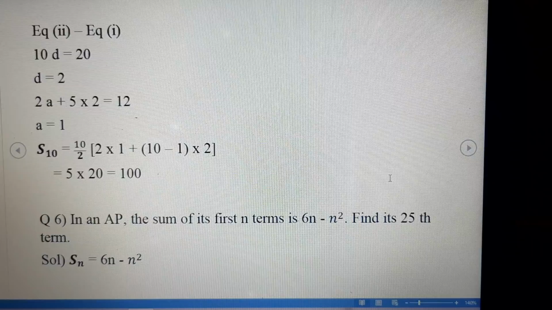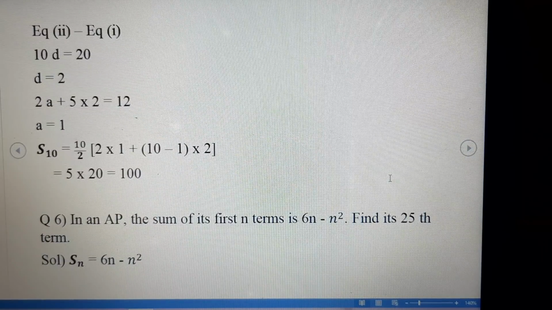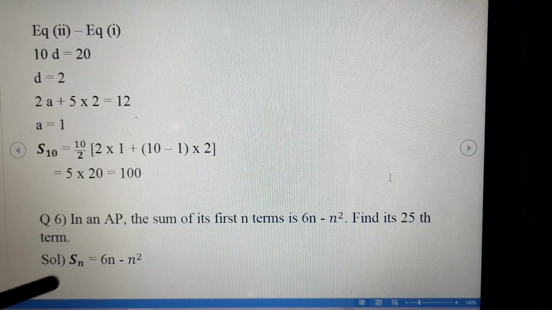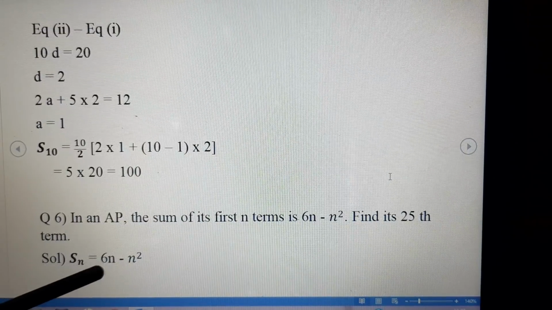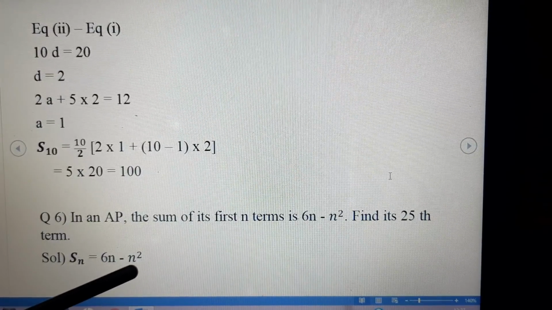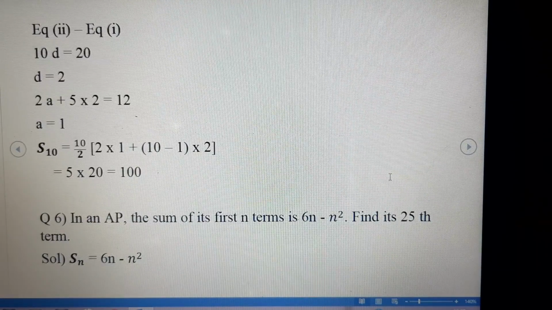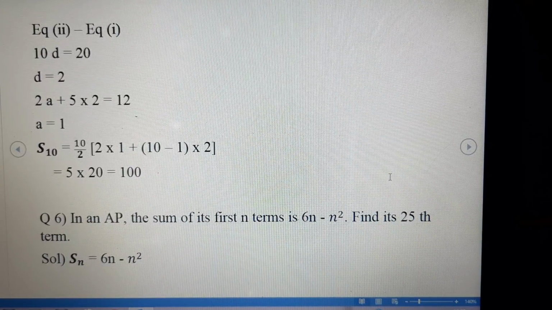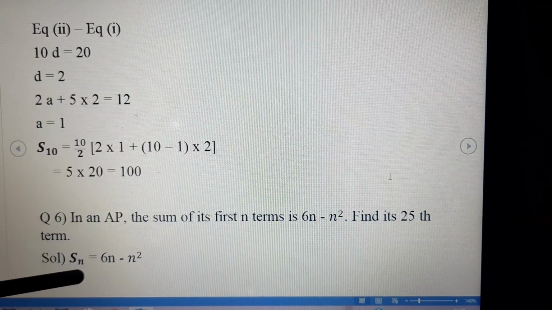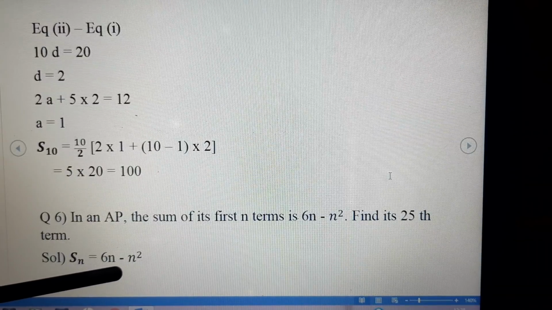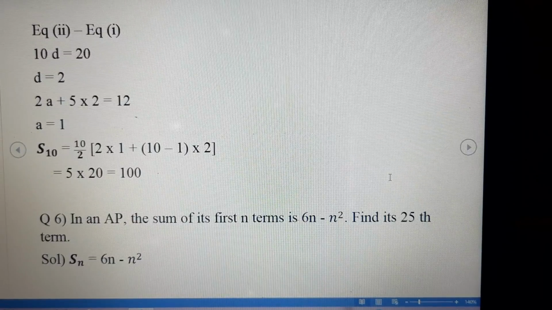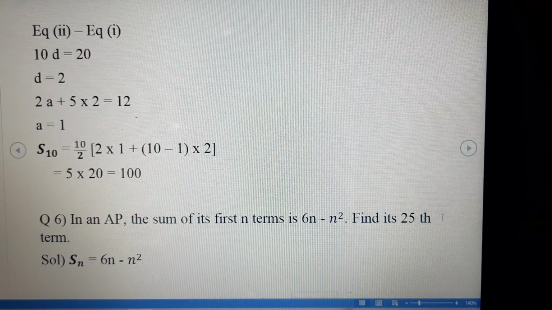Suppose we have to find out the value of sum of first 5 terms, S5. n has to be replaced by 5: 6 into 5 minus 5 square. This will become S5, the sum of 5 terms. If we have to calculate sum of 7 terms, then S7 will be equal to n replaced by 7, so 6 into 7 minus 7 square. We need to do it this way. Okay. Find its 25th term.